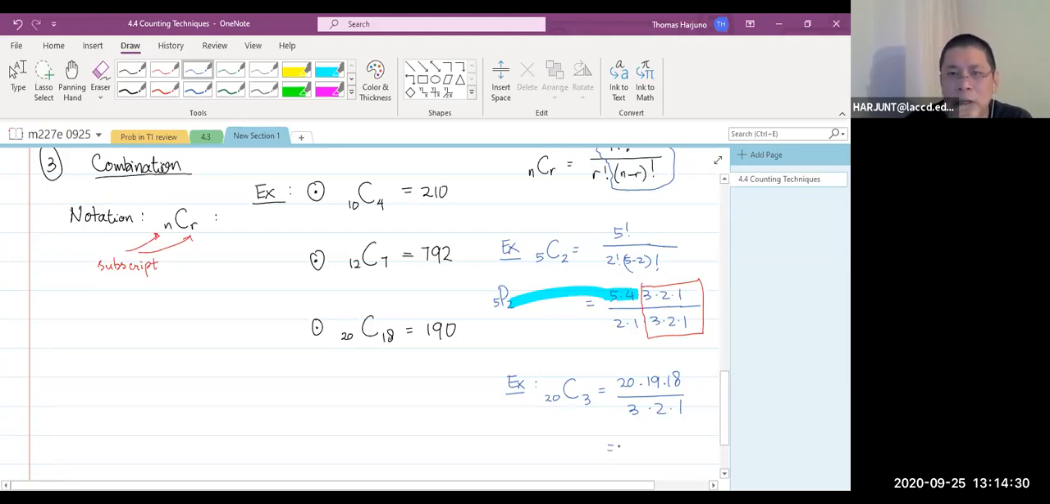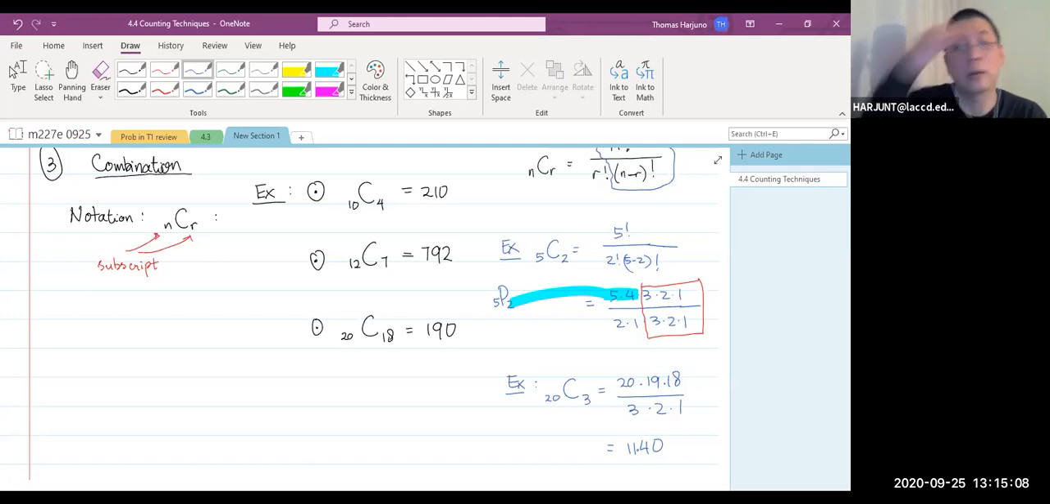So I think this is 104. Maybe, I don't know. Let me use my calculator to confirm. Math, PRB, nCr. Oh, 1,140. Now, I assume most of you will prefer to use calculator, but if you took calculus 2, for example, it will be nice if you know how to do it by hand.